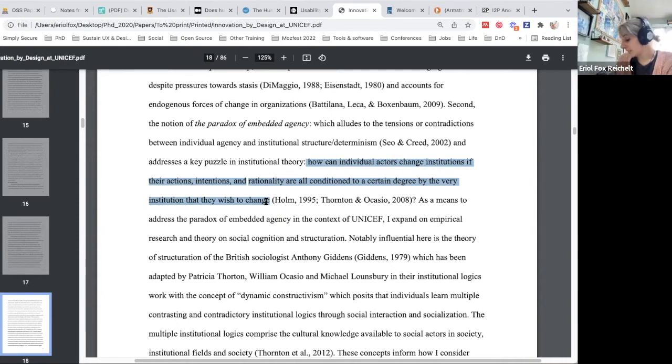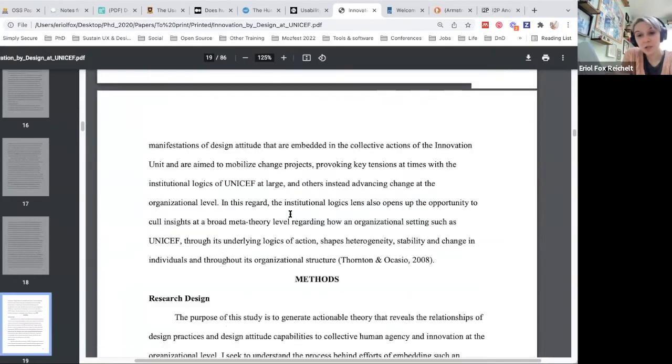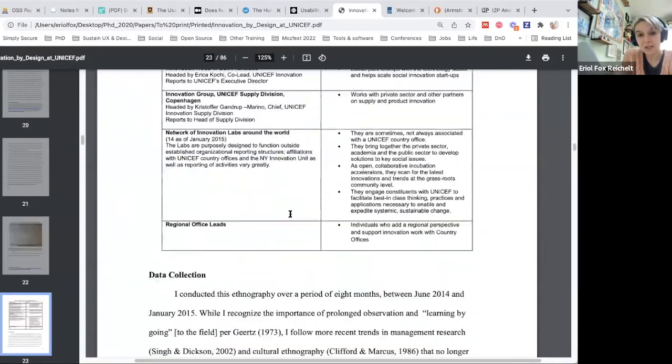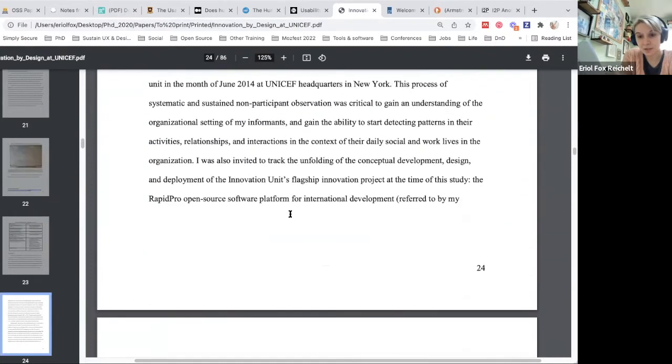Again, lots of really detailed information about UNICEF's staff makeup, organizational structures, and then about how they're gathering data, the kinds of things that they're gathering, and how they're tracking development, design, and deployment of stuff. So let's go to page 24, actually, because this is where they talk about RapidPro a little bit more, and I have highlighted some sections, but not in detail. So let's reread this.